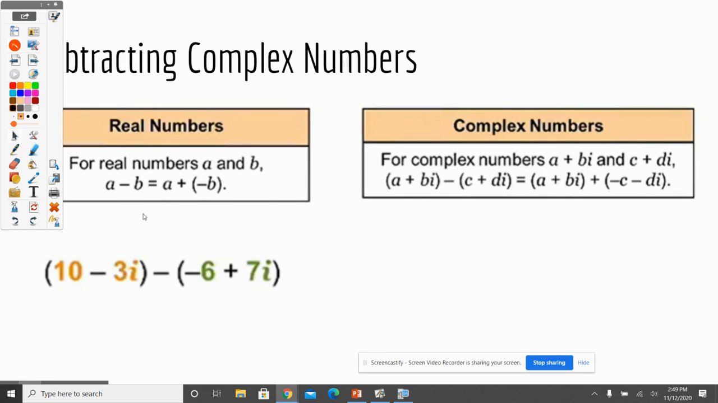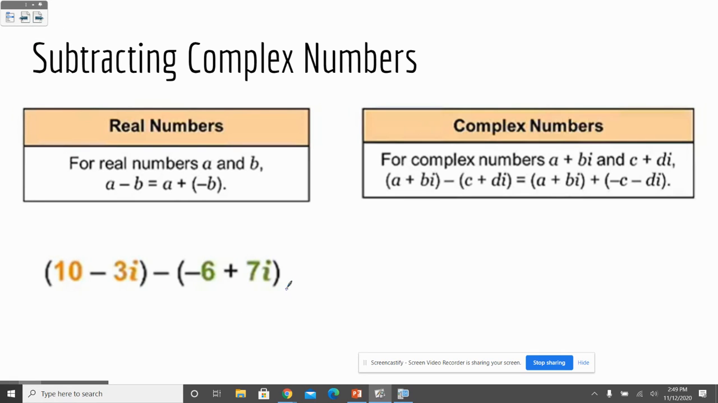Okay, what about if you subtract? Well, if you subtract, it is not any different than if you would subtract an expression. What you need to make sure you do is subtract the real part and the imaginary part. So you'll have to distribute that negative because you're going to have to subtract the real part and subtract the imaginary part. So what are we going to do?